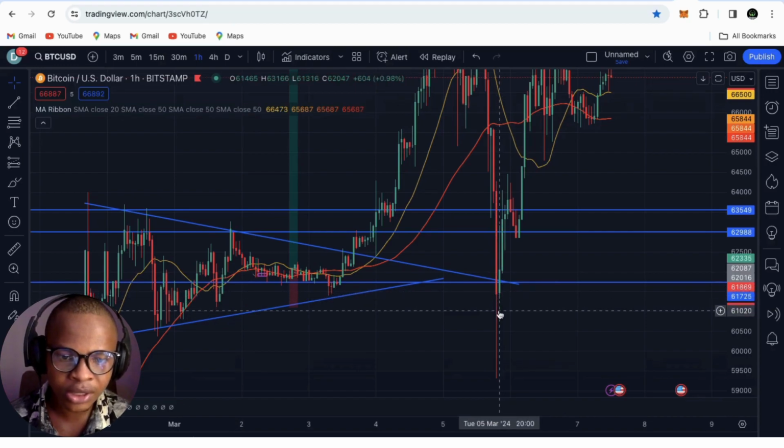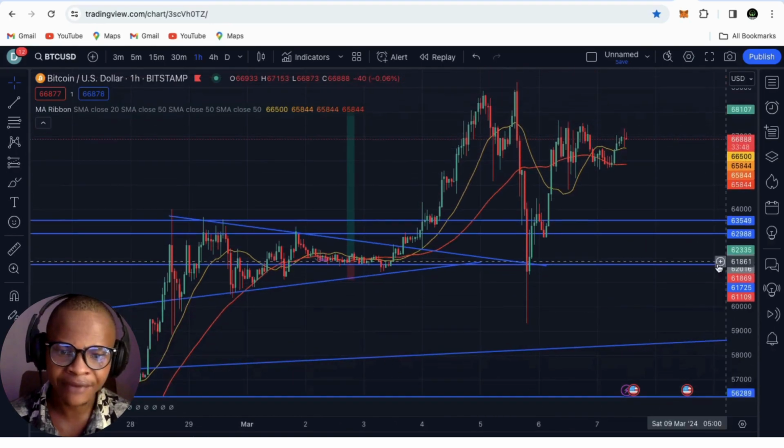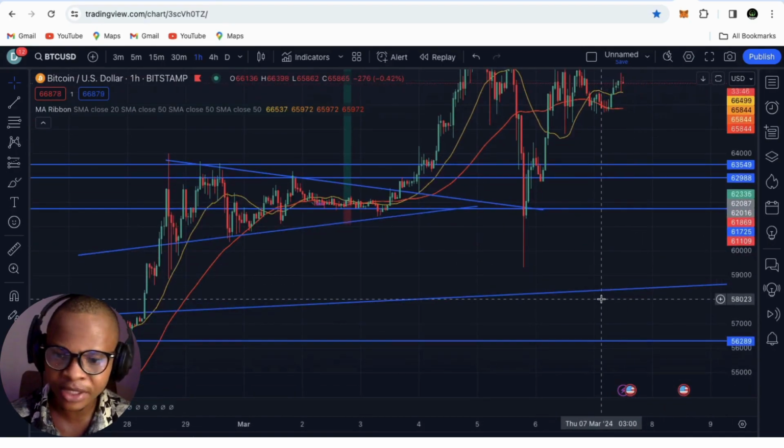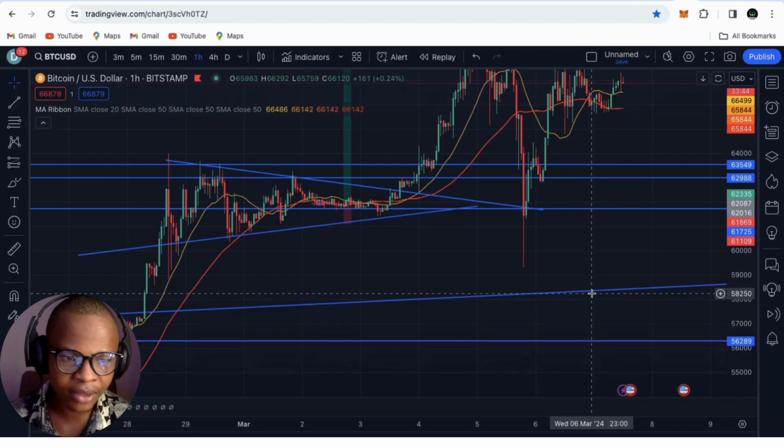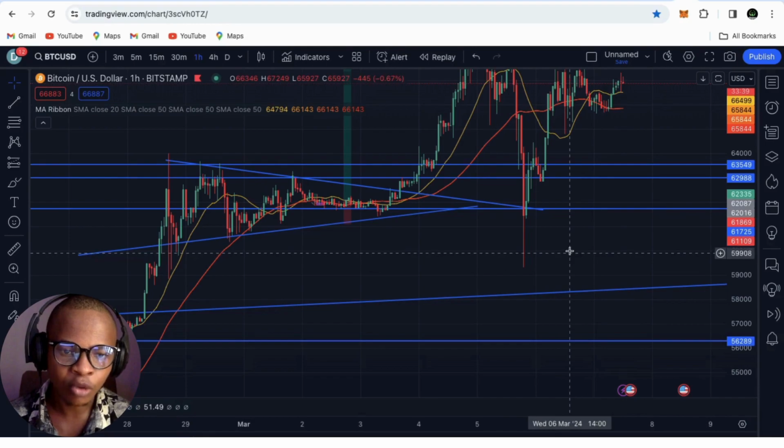If this green candle had closed below this previous candle, which closed at 64K or 61K or so, I would have gone short on Bitcoin. And if I had gone short on Bitcoin, I would have been expecting to take my profit either down here, which is 58K, or down here, which is 56K. But we did not have a close below.